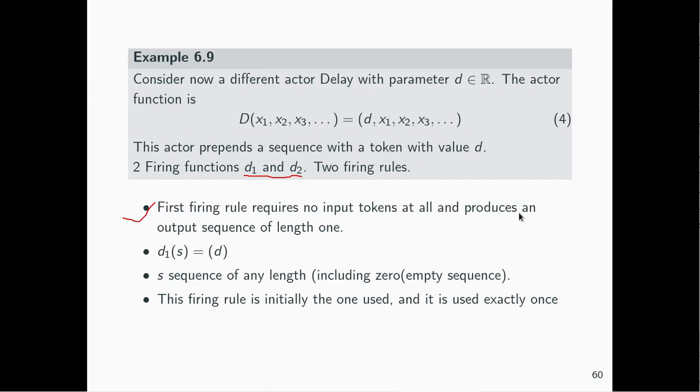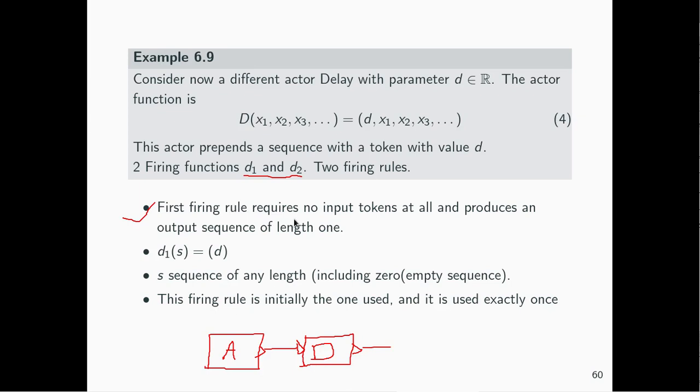So when the system starts, let's say you have one actor, which I will denote as A, connected to this delay actor, which I will denote by D. Actor A produces an output, and this output is given to the delay actor. What will happen is that initially, when A fires, it doesn't produce any output. So there is no token at the input port of the delay actor.